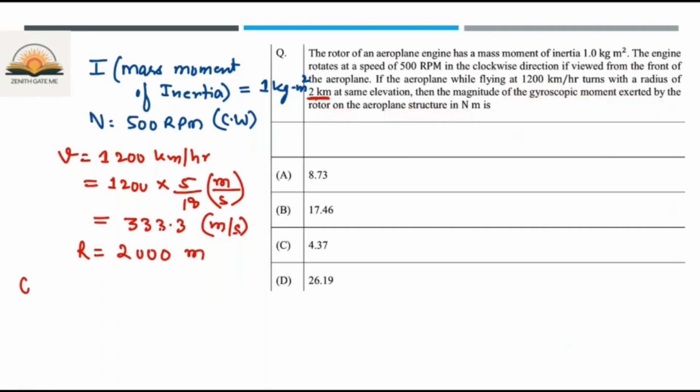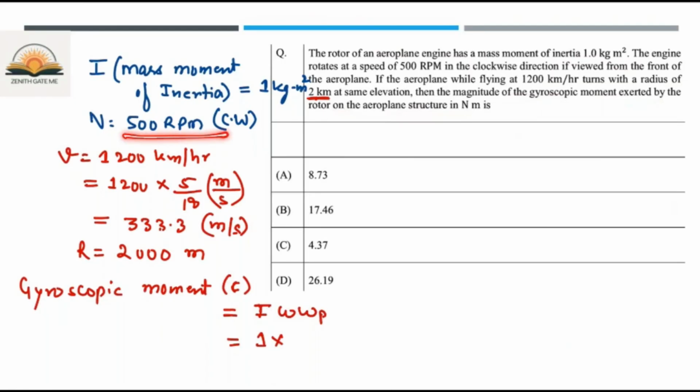Okay, so as you know, the gyroscopic moment or gyroscopic couple, I am denoting with the symbol C, is equal to I omega into omega p. So the mass moment of inertia which is given is 1. Omega you can also calculate because they have given the RPM. So how will you calculate omega? It is 2 pi N by 60, which is 500 divided by 60. Whenever you are solving these types of problems, please try to convert into the same units, because it is given in RPM. So you have to divide by 60 to convert into revolutions per second.